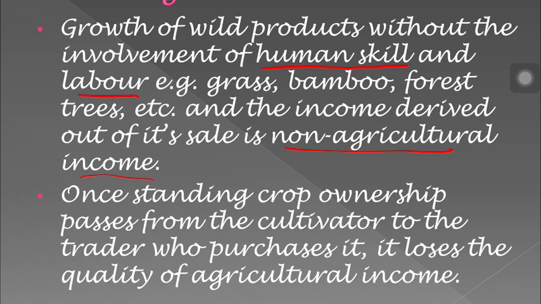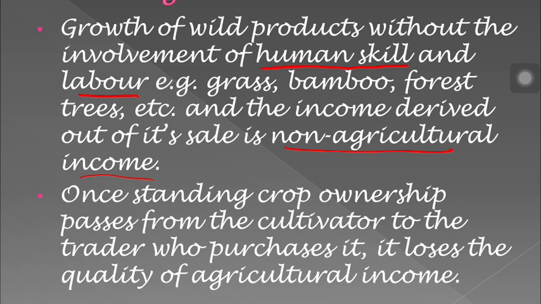Next, once standing crop ownership passes from the cultivator to the trader who purchases it, it loses the quality of agricultural income. Now suppose I have purchased crops from the farmer and I sell it to the consumers. In this case, for me, this will not be called agricultural income. Why? Because I have purchased the crops. Only if you grow the crops and you sell it, only then it is agricultural income. I purchased crops from the farmer and I sell it; the profit earned will not be called agricultural income, but for the farmer who has grown the crops, it will be agricultural income.